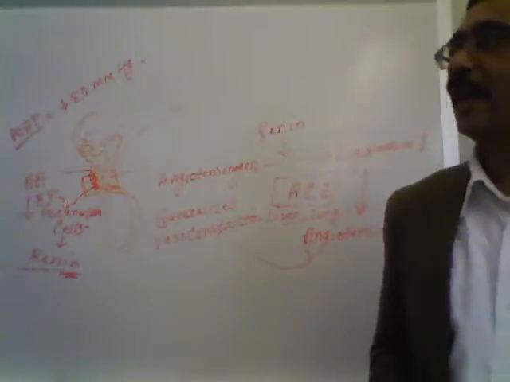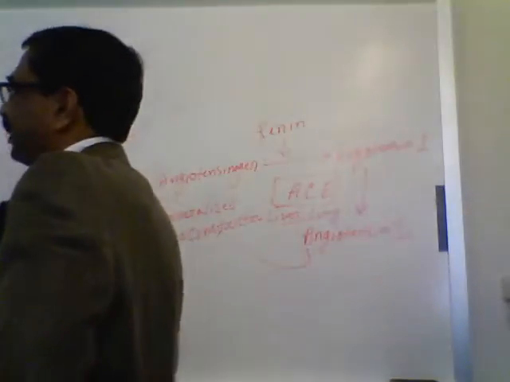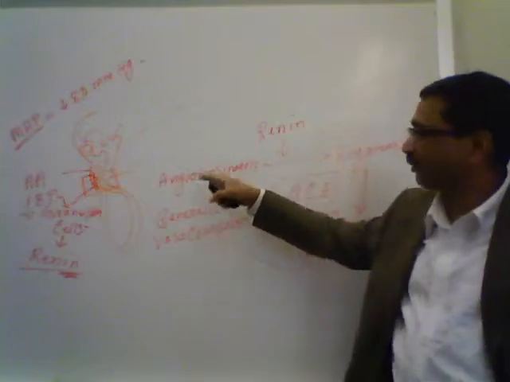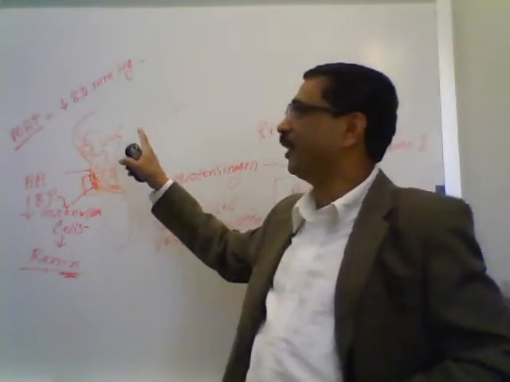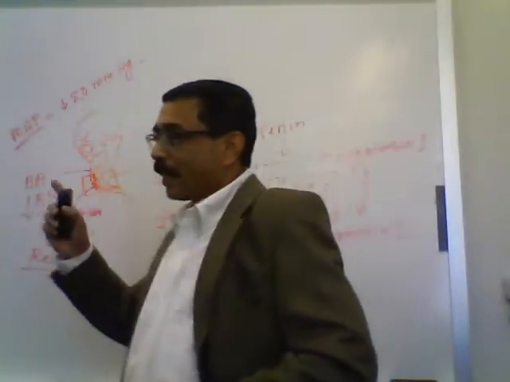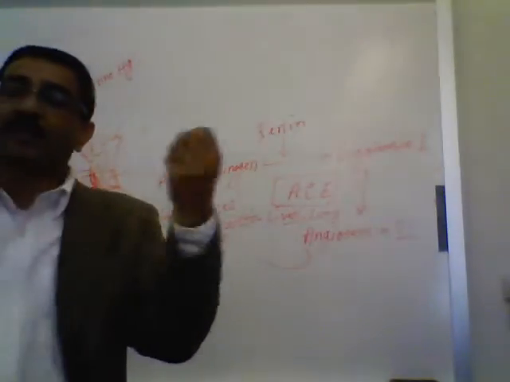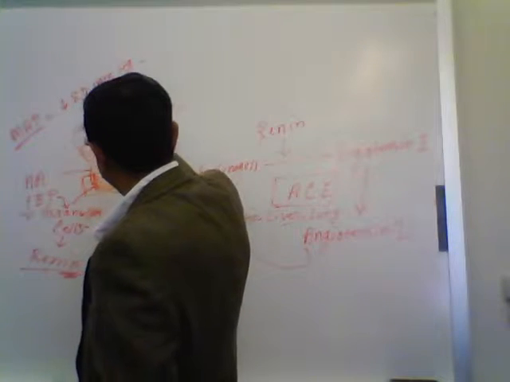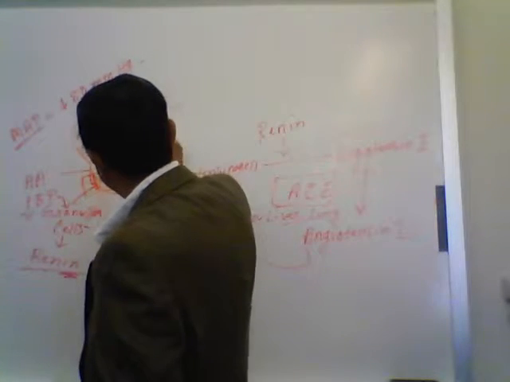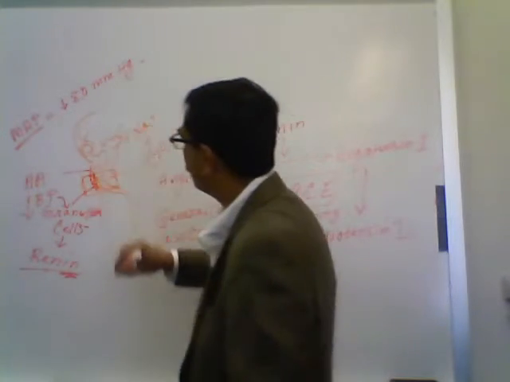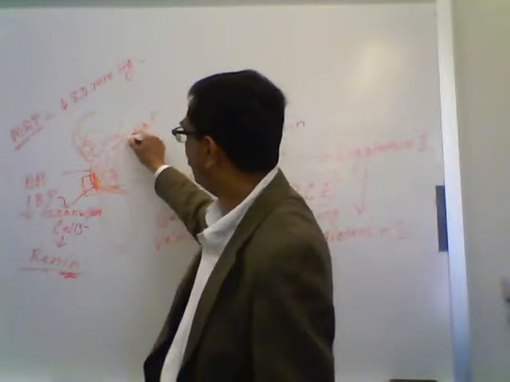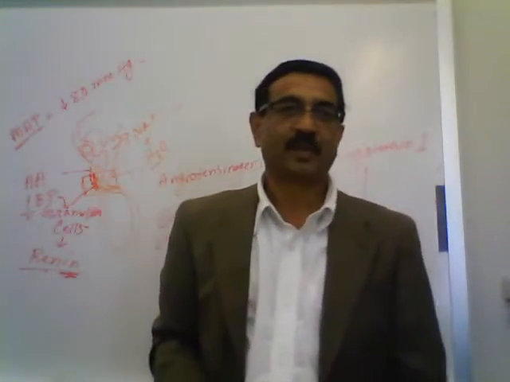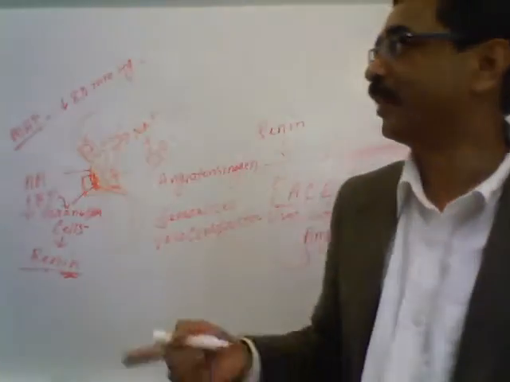Angiotensin 2 has other actions too. Stimulates the reabsorption of sodium on the tubules. So more sodium will be reabsorbed, and remember sodium always tries to hold water with it. So when sodium is reabsorbed, some water will also be reabsorbed. So the blood volume will increase, that will increase the blood pressure.